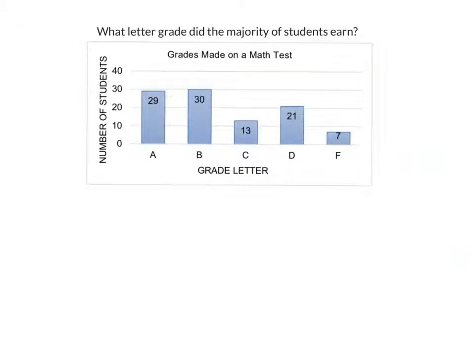What letter grade did the majority of students earn? We want to know the grade letter that was earned by the most amount of students. So we'll just look at the bar graph and look at the highest bar, or the value that's the largest. And that corresponds with 30, so 30 students earned a B, and that was the most out of any other grade. So my answer to this question is B. The majority of students earned a B on the math test.